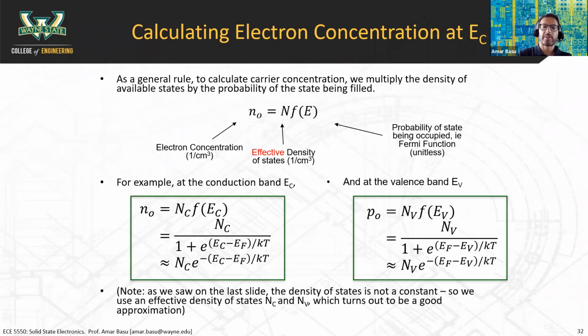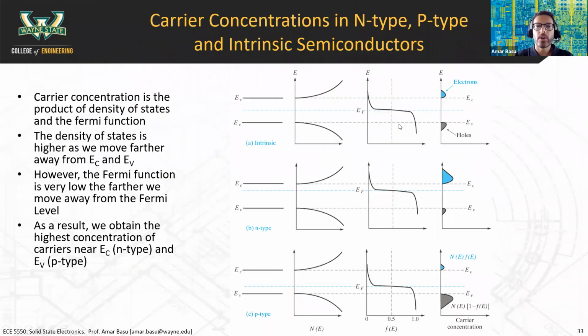Instead of just thinking about this mathematical equation, it's always good to visualize. I really want to emphasize that. I want you to see what it looks like to multiply two functions together in this case. The carrier concentration is a product of the density of states and the Fermi function, and that is what is shown here. This column shows the density of states, N of E, and this column shows the Fermi function, F of E. These are the typical energy band diagrams: this is for an intrinsic semiconductor, this is for an N-type, and this is for a P-type.